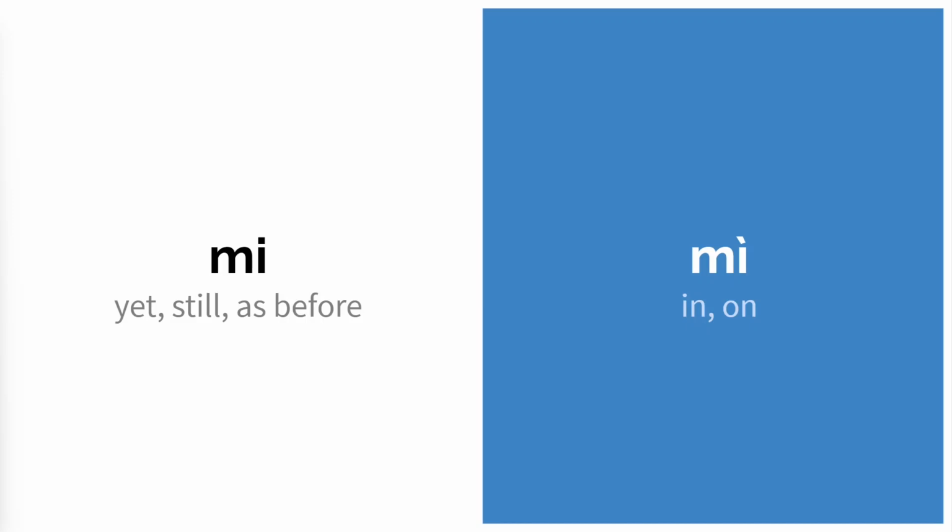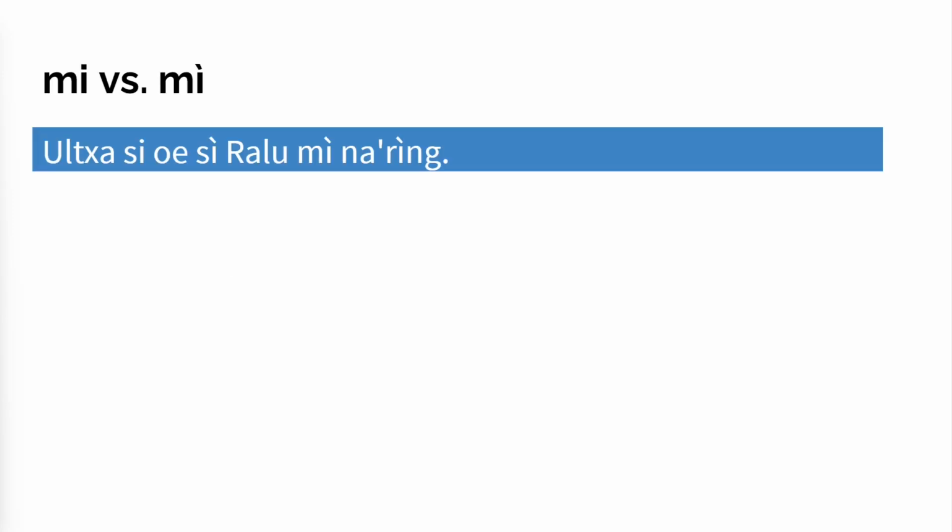So, like always, make sure that you have everything written down. And if you want to learn best, then of course look up the words yourself and try to find out what the sentences mean before I show you the solutions, which I will do now. Here are our sentences. The first one was Ut asi oe se Radu menaring. So I and Radu meet in the forest.